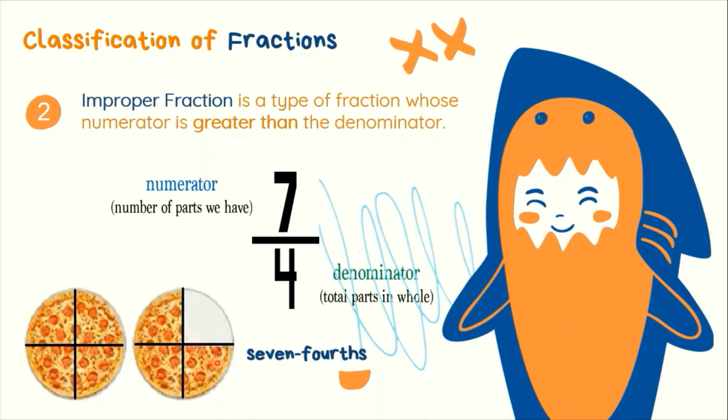Meron tayong dalawang pizza. Each pizza ay cut into 4 equal parts. Ang ating kinuha ay 7. Ang isang pizza ay hinati sa 4. Itong isang buong pizza cut into 4 equal parts ay kinuha natin. At nagdagdag pa tayo ng isa pang buong pizza. Hinati rin sa 4 pero nagtira na tayo ng isang parte. Yung 3 parte ay kinuha natin. So kung bibilangin natin siya, yan ay 1, 2, 3, 4, 5, 6, 7. Kaya ang numerator natin ay 7 at ang ating denominator ay 4 dahil each pizza ay divided into 4.